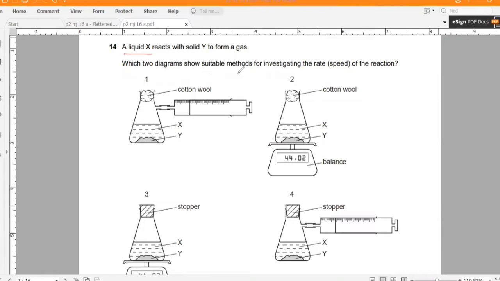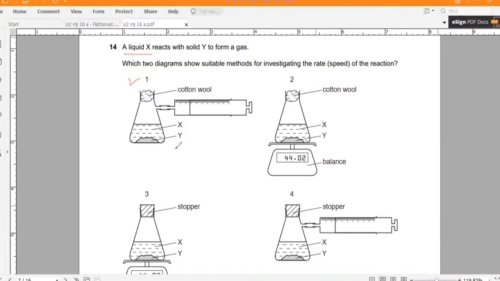Which two diagrams are suitable? Method of investigation, the rate, speed of reaction. Okay, 1, 2, 3, 4. There are 4 different diagrams. Clear?